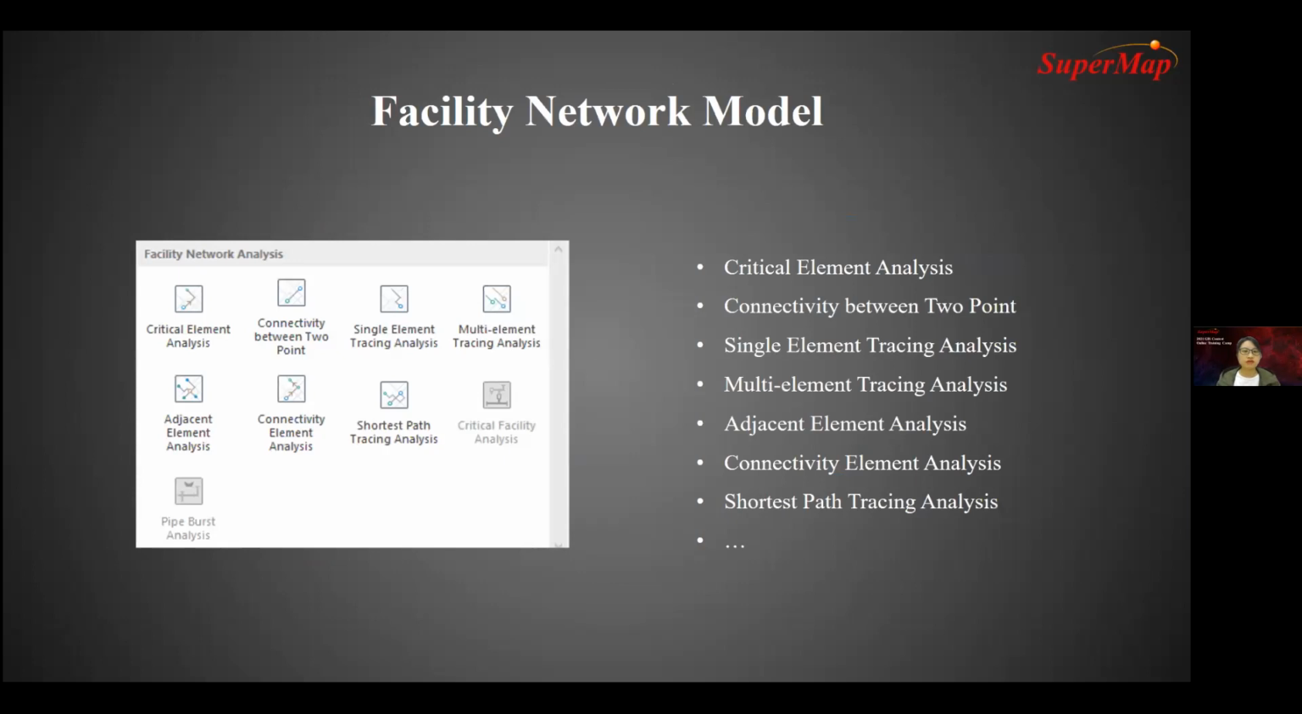For the facility network model, we know the common facilities, just like the water network, transmission lines, gas pipelines, telecommunications networks, or water systems, and others like this. All these network resources flow directionally, so they can be modeled and analyzed with the facility network model.